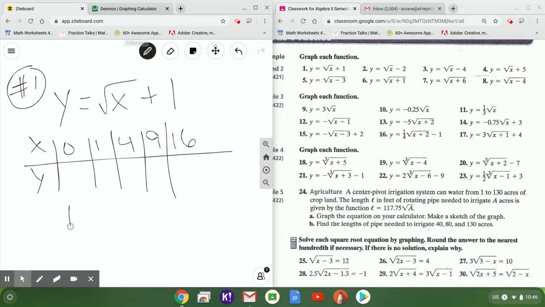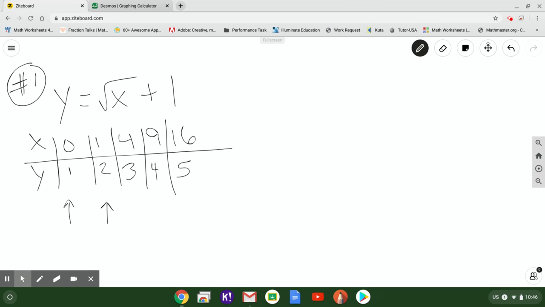So the square root of 0 is 0, add 1, it's 1. The square root of 1 is 1, then I'm going to add 1 to it, so it's going to be 2. The square root of 4 is 2, add 1. The square root of 9 is 3, so I'm going to add 1 to that. And the square root of 16 is 4. I'm going to add 1, it's 5. Then you're going to sketch it.